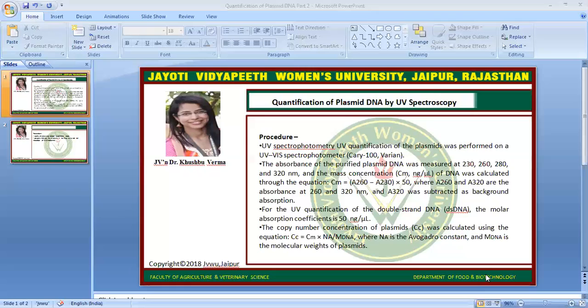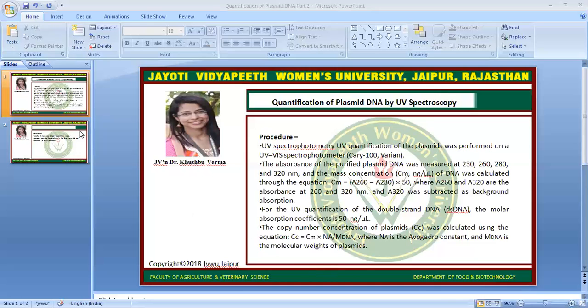Then we can measure the actual quantity of plasmid DNA in our given sample, because we have discussed in our previous session how to isolate plasmid DNA from a given sample like E. coli. After the completion of plasmid DNA isolation, we have to quantify plasmid DNA. So by this method, UV spectroscopy, we can measure the actual copy number of plasmid DNA in our isolated material.